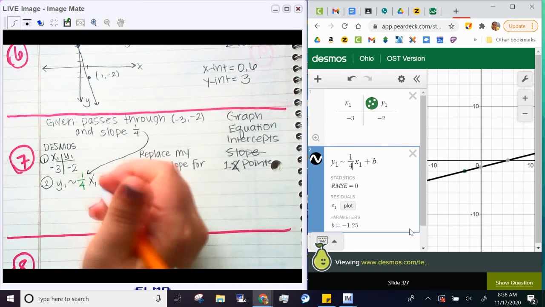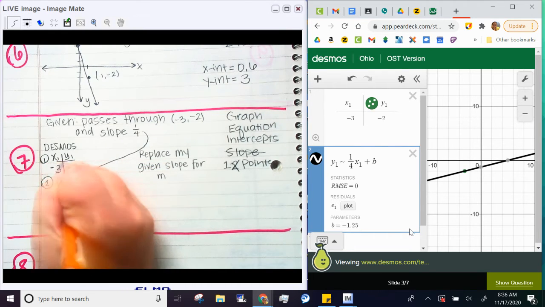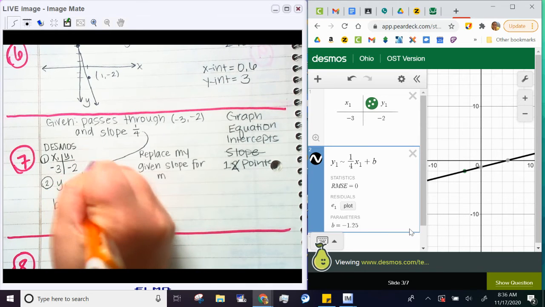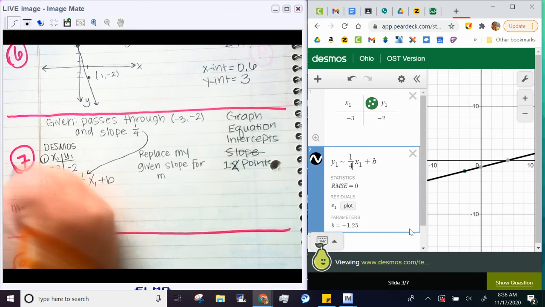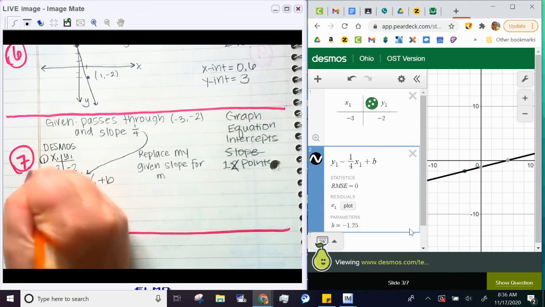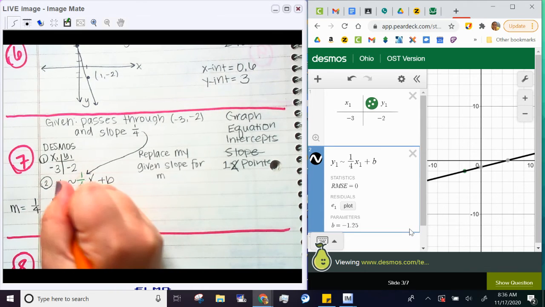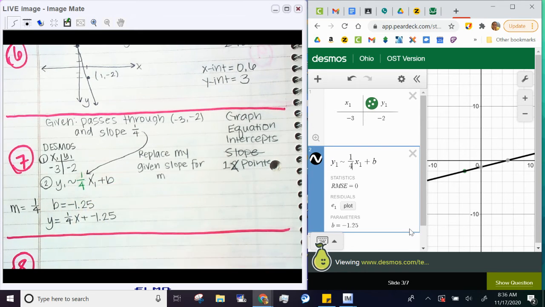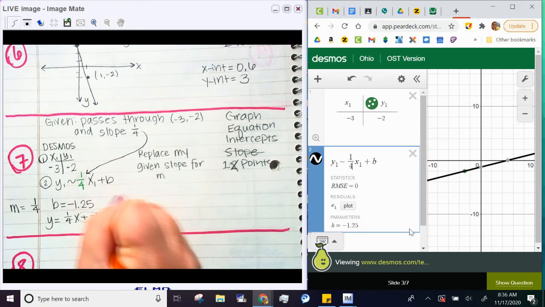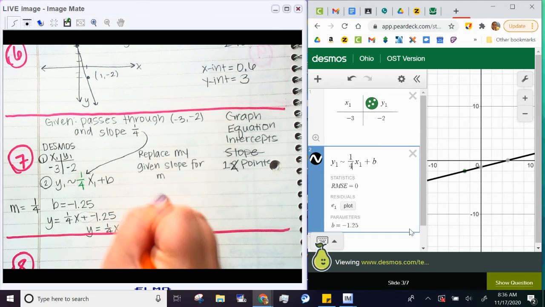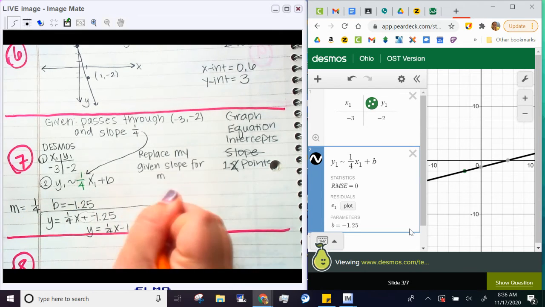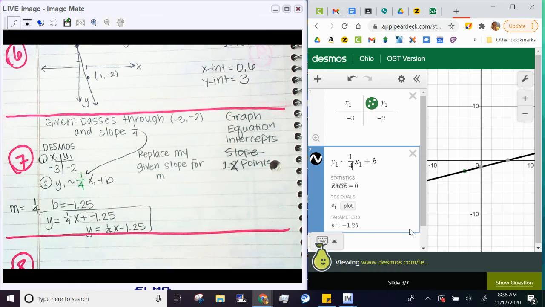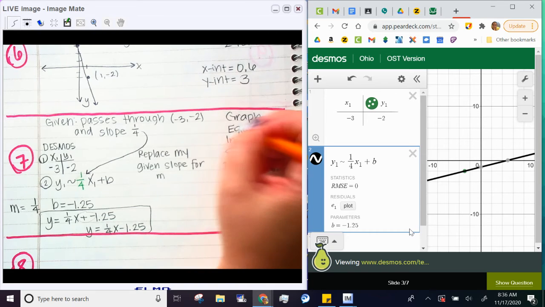So now I can see that my b is -1.25. I made my m be 1/4. So my equation, y equals mx plus b, is y equals 1/4 x plus -1.25. Or I can write it another way. Instead of writing plus and negative here, I could just do y equals 1/4 x minus 1.25. Either of these equations is a good equation. You will probably see one or the other if it's a multiple choice test, which is what we're taking. Okay, so there's my equation.